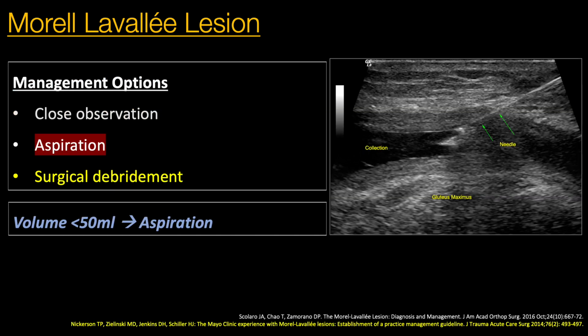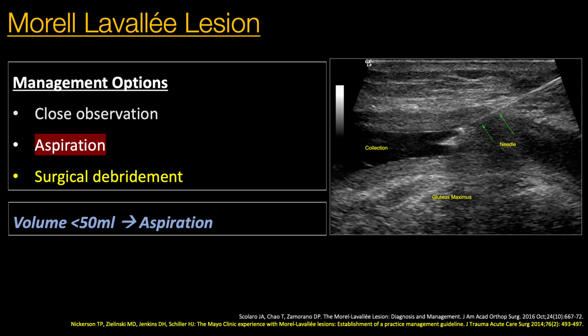The treatment of Morel-Lavallée lesions depends on the volume of collection and the site of collection. Okay, most of the smaller lesions are managed by closed observation. You might want to aspirate the lesion if the volume is typically less than 50 ml, but you have to know that the recurrence rate of simple aspiration is quite high. So it's almost as high as 56%.